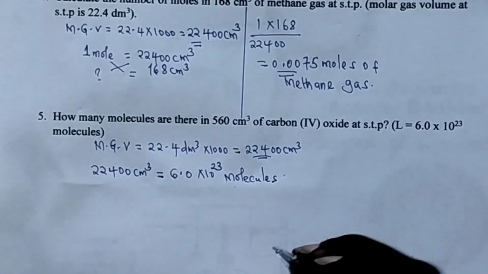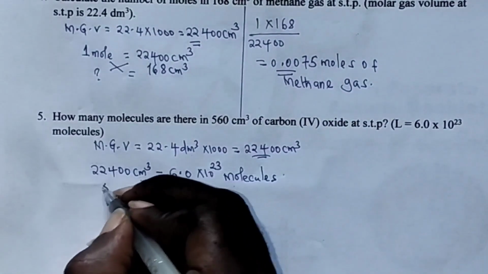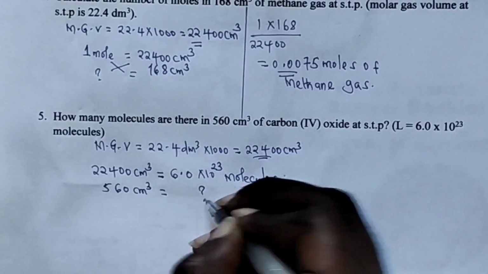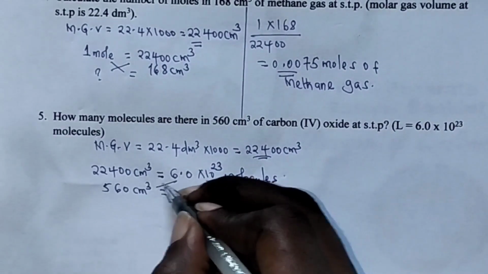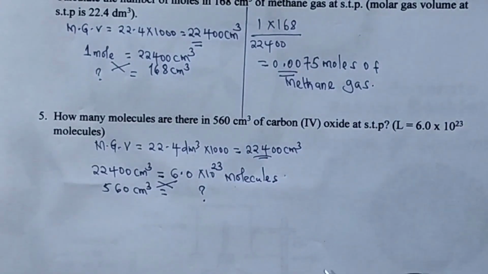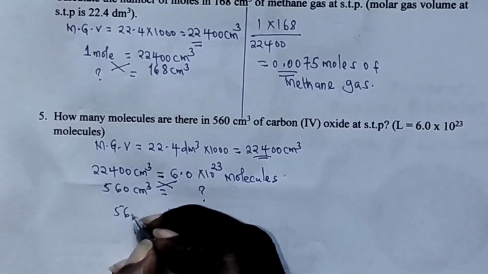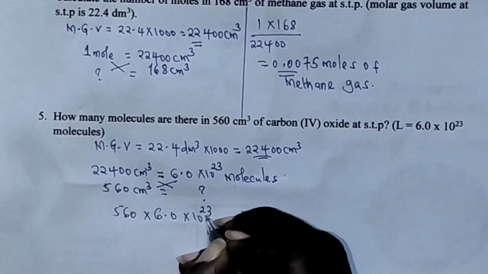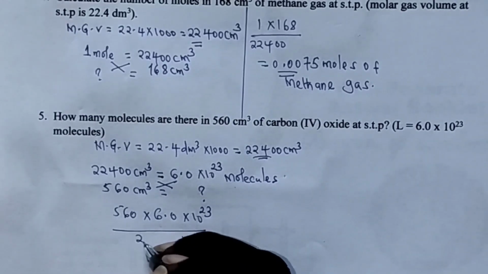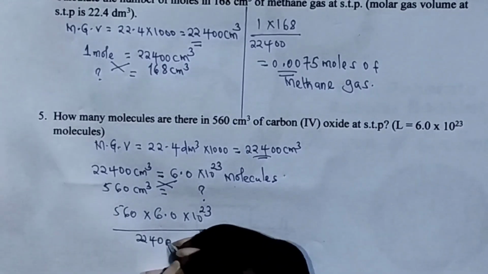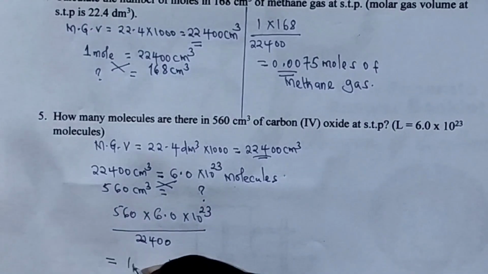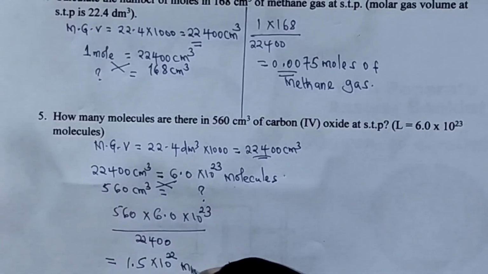So we can ask ourselves, what about 560 centimeter cube? What number of molecules can it give us? So we cross multiply. Here we have 560 multiplied by 6.0 times 10 power 23, then divided by 22,400. If we put this in the calculator, we are going to get 1.5 times 10 power 22 molecules.